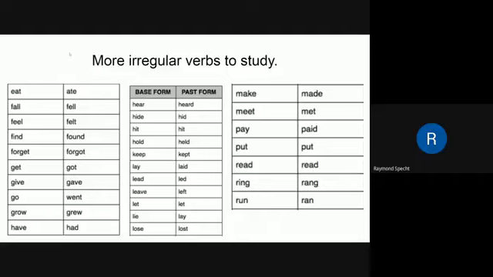Okay, and we've got some more here. I'll give you 2 minutes, go over your list, and then we'll go over them together.